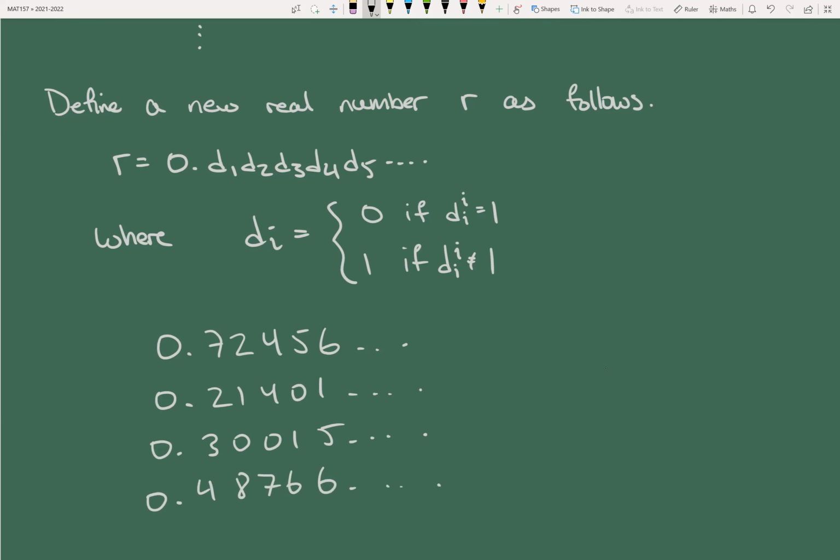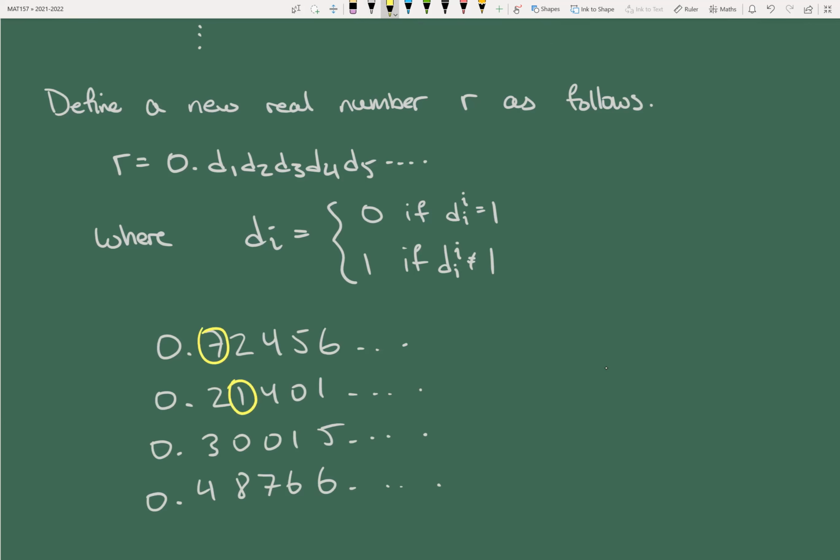Let's say when I'd written these down, this guarantees that R is not in the list. Well, it guarantees it's not equal to R sub i. So the ith decimal of R is different from R sub i's ith decimal. Exactly. So it's different from every number. I see that you two have got it, but let me go through this for the people who don't see it.